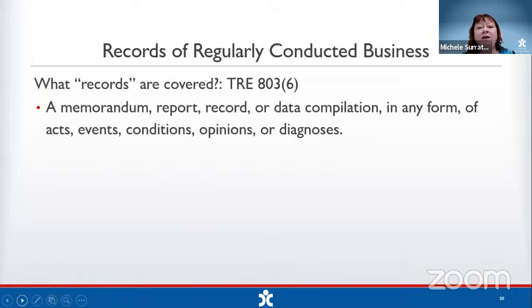So records of regularly conducted business, we call these business records. So what kind of records are covered? This could be a memorandum, it could be some kind of data compilation, reports, records, just anything in any form that has the acts, events, conditions, opinions, or diagnosis.